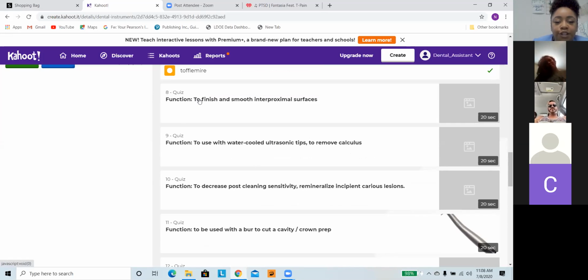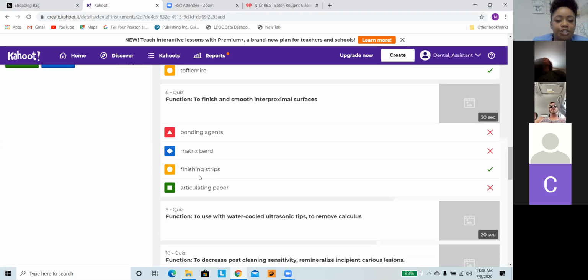This particular instrument finishes and smooths interproximal surfaces. First of all, what is interproximal? In between the teeth. So this one finishes and smooths interproximal surfaces. It'd be in between the teeth, so that's your little file thing. Yeah, that's the file. What exactly is a file? Explain that to me. It's that electric drill thing with the little circle thing on it. You're talking about the high-speed handpiece? Yeah.